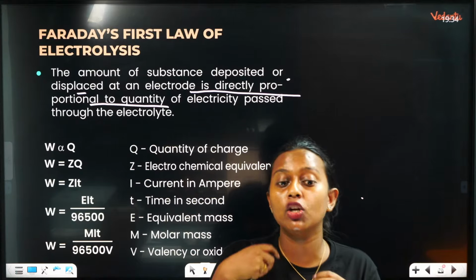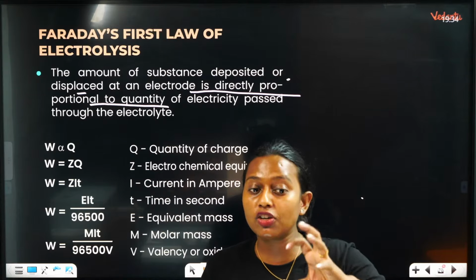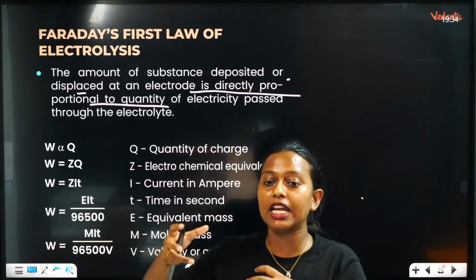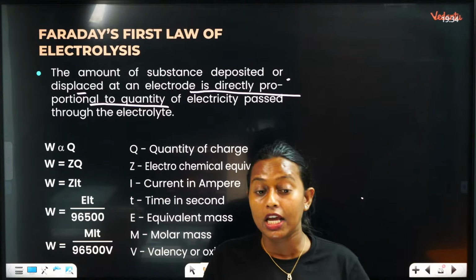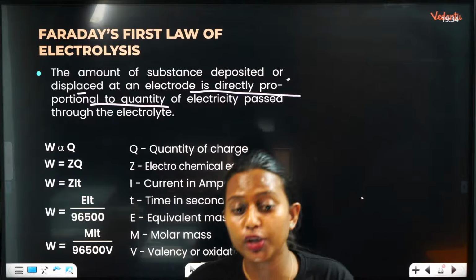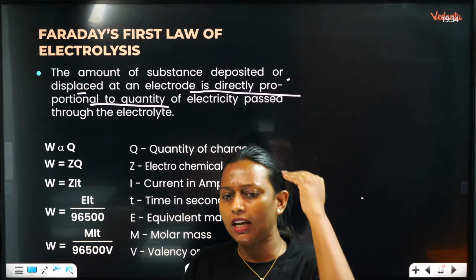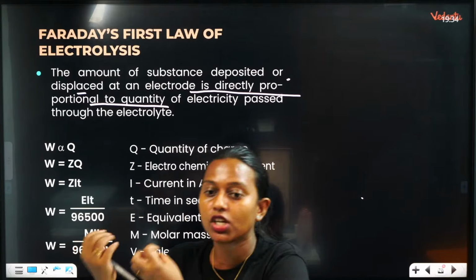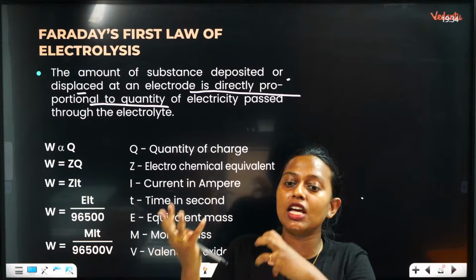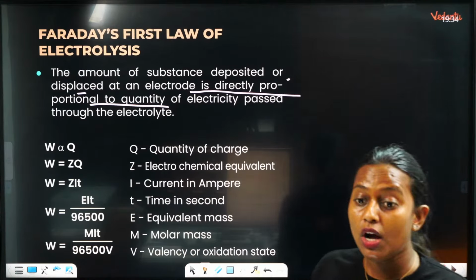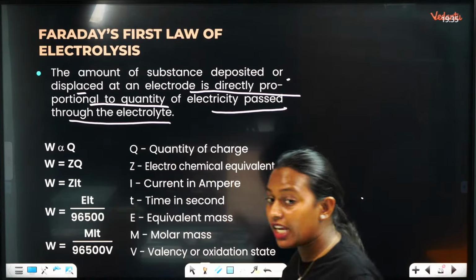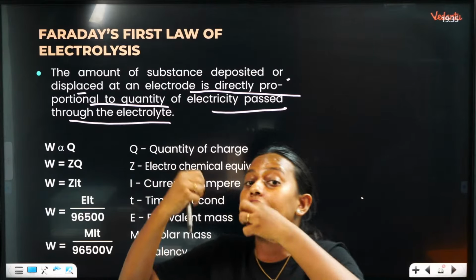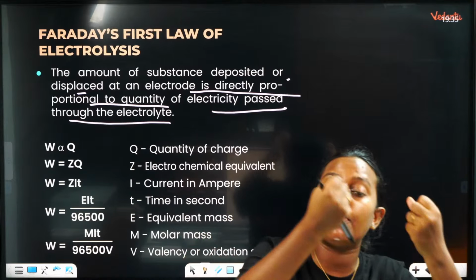That I will tell you. If I give a large charge, a high amount of electricity, then I can deposit or liberate a high amount of metal, a high amount of substance. To increase the amount of substance, we use a high quantity of charge, and from there the substance can be liberated and deposited. So it depends on the electricity passed. Listen carefully, if I use a high quantity of electricity, I can liberate or deposit a high amount of substance.